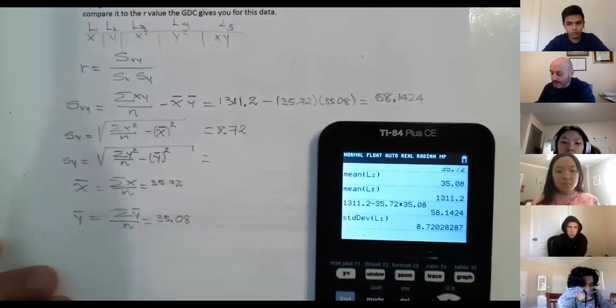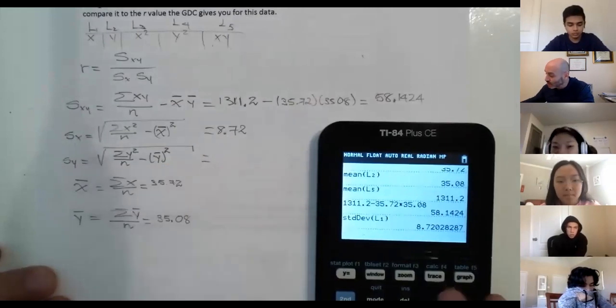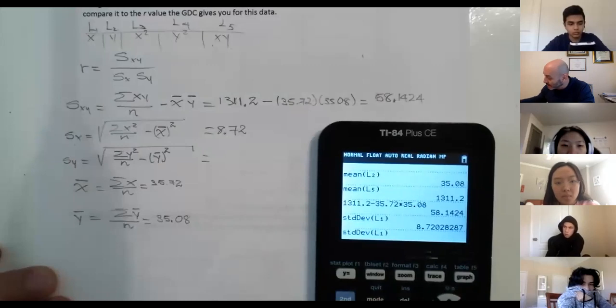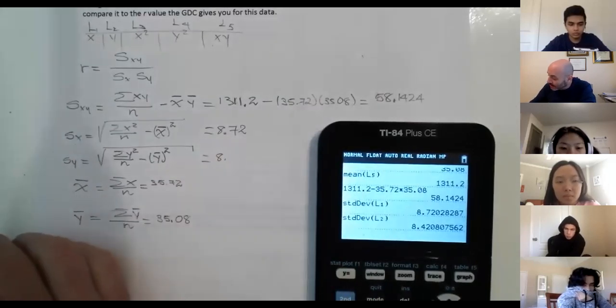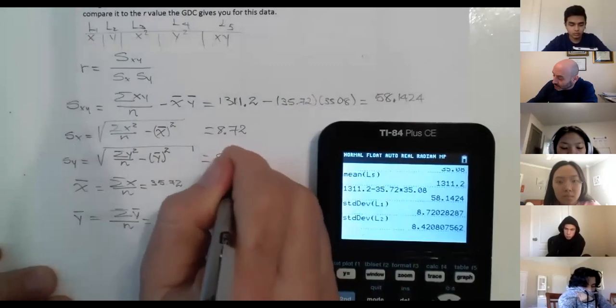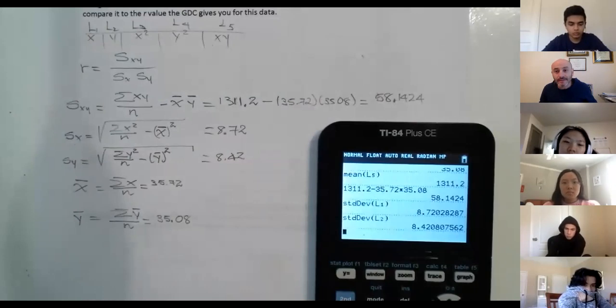Okay. And in the same way, I'm going to find the standard deviation of the y values, which is going to be the data in L2. Okay. So standard deviation of L2, 8.42. Okay. So what else do I need? That's all I need, correct?